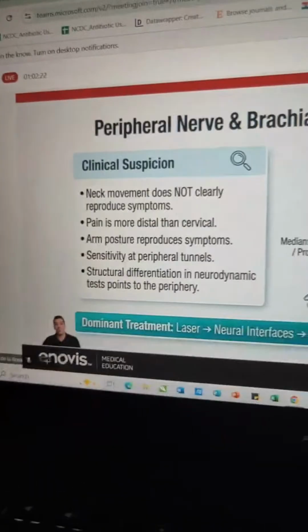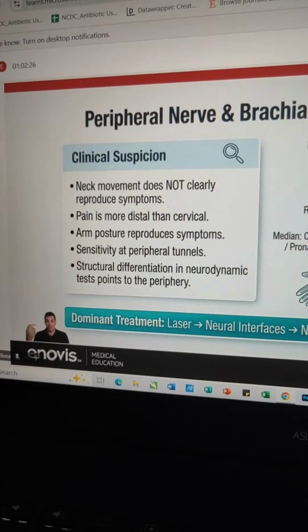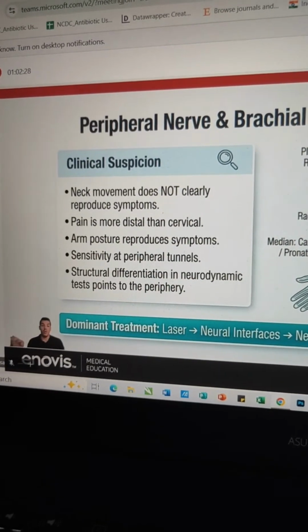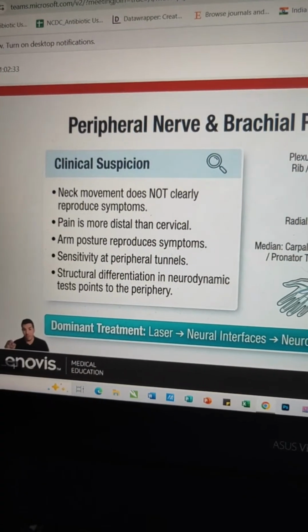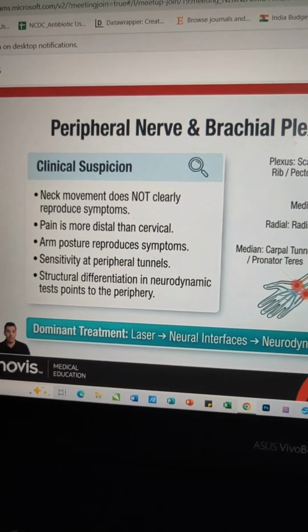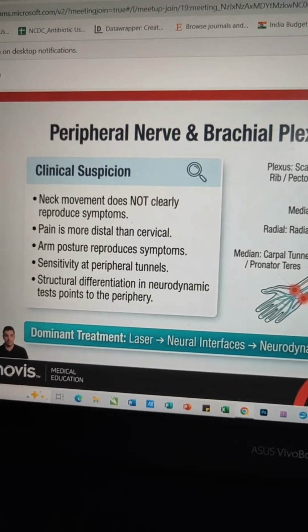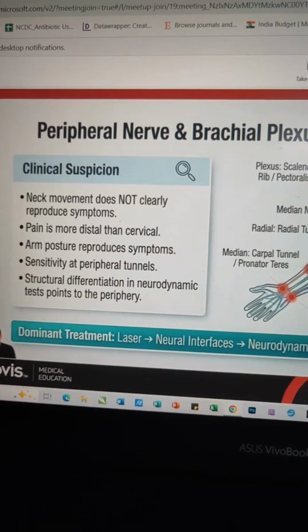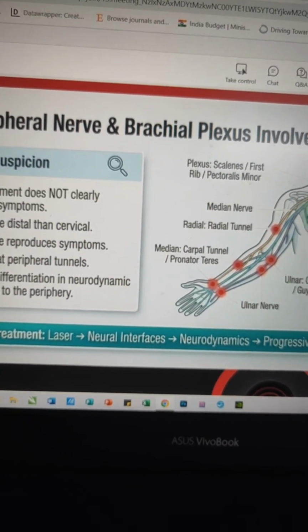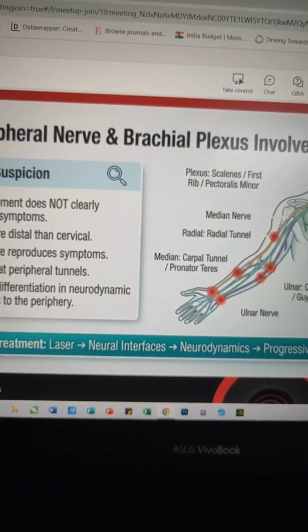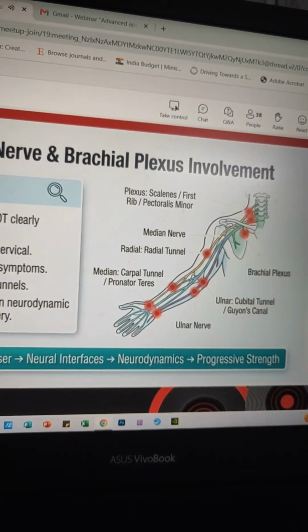The therapeutic sequence can begin with laser therapy over the relevant clinical area to reduce that sensitivity and improve tolerance, and then we address the neurointerfaces. That is, we progress towards neurodynamic mobilization and finish with strength recovery and functional exposure. The aim is not to stretch the nerve, as that would be aggressive and increase irritability, but rather to gradually restore its ability to tolerate movement and then load.